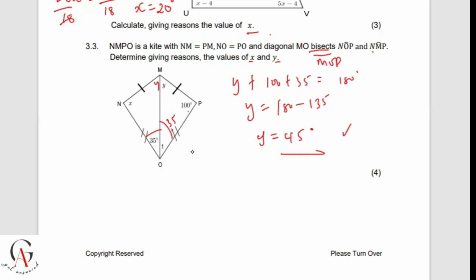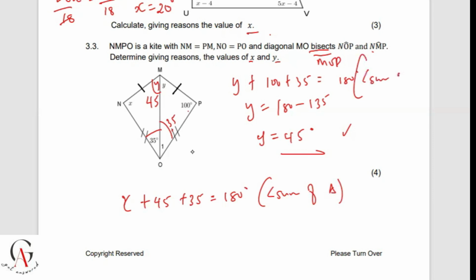Okay, then if Y is 45, this is 35, we can find X. So X plus 45 plus 35 must give us 180 also. This is the angle sum of a triangle. Same reason can apply here. So then that's going to be 180 minus 80. So X becomes 100 degrees. So opposite angles are equal, as much as this may not necessarily be equal. Alternatively, without calculation, it was meant to be known that one pair of opposite angles are equal in a kite.